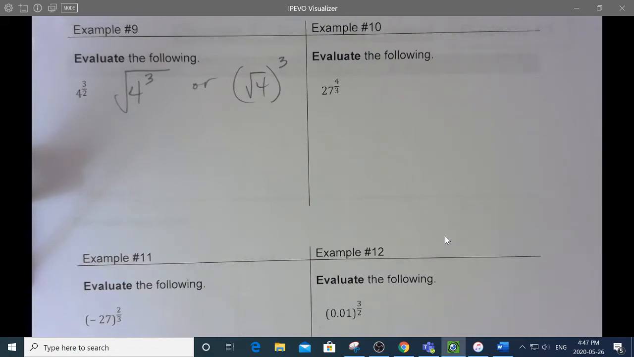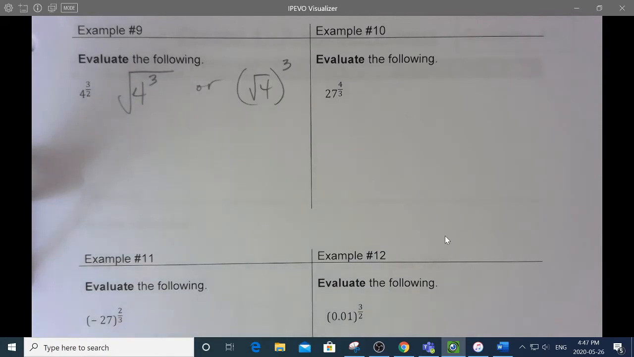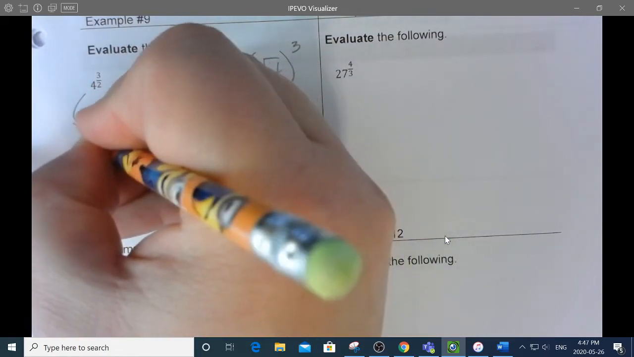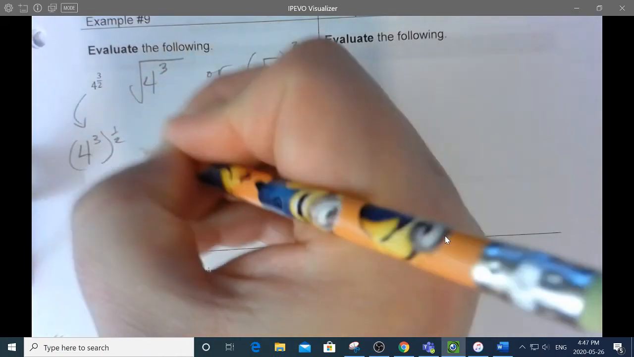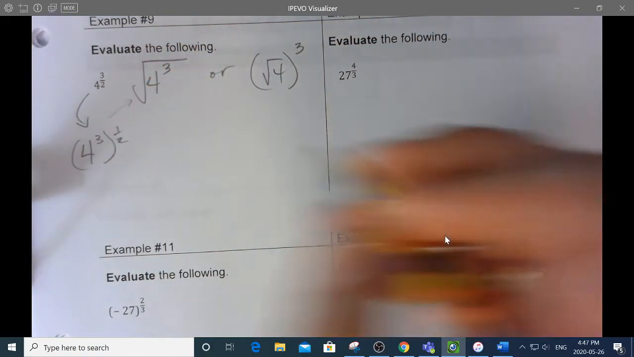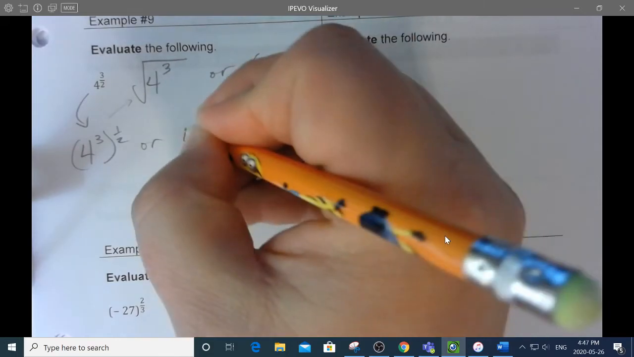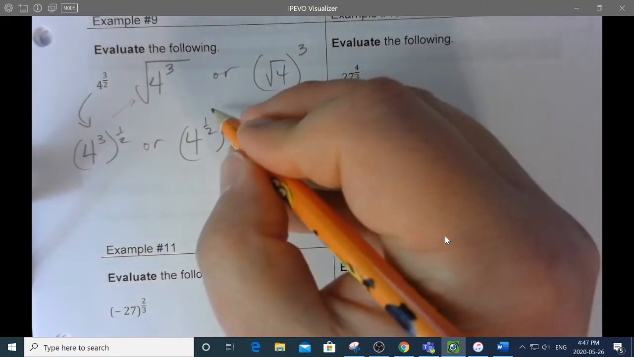But why am I allowed to do it in either order? In math, some things, order matters, right? 2 plus 3 is the same as 3 plus 2, but 5 minus 3 is not the same as 3 minus 5. Why does order not matter here? Because you can think of this as 4 cubed to the power of a half, which is basically that one. Or you could think of it as 4 to the 1/2 to the power of 3, which is that one.